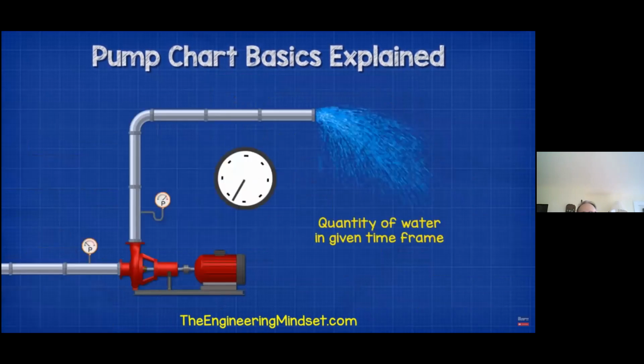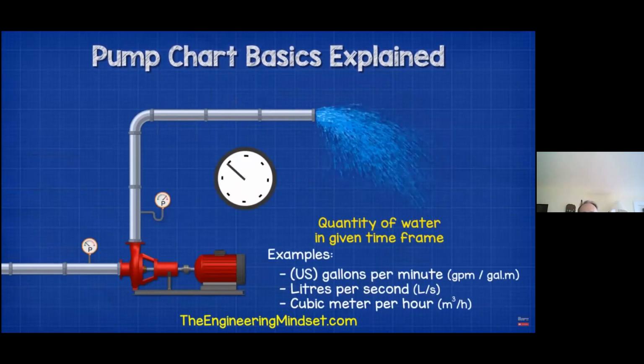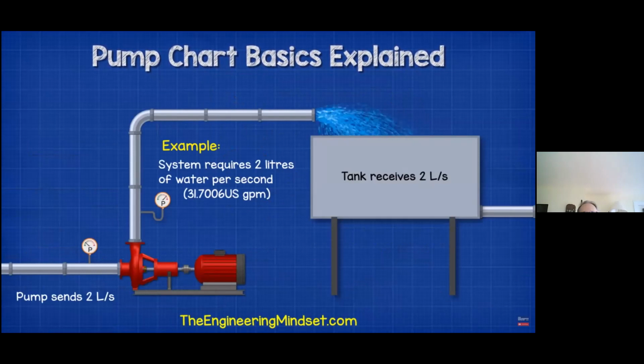The flow rate is a measurement of how much liquid is flowing from the pump in a given amount of time. This measurement comes in many different units, for example gallons per minute, litres per second, or cubic meters per hour. For example, a system might be designed to move 2 litres of water per second from a holding tank to a process tank.